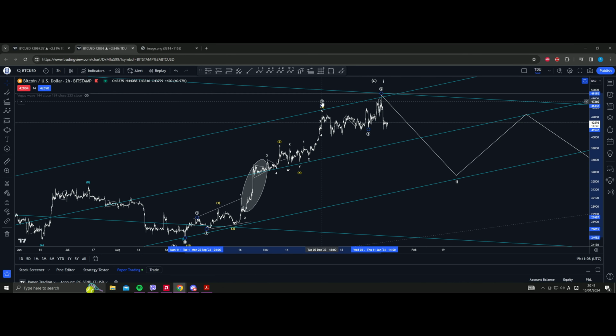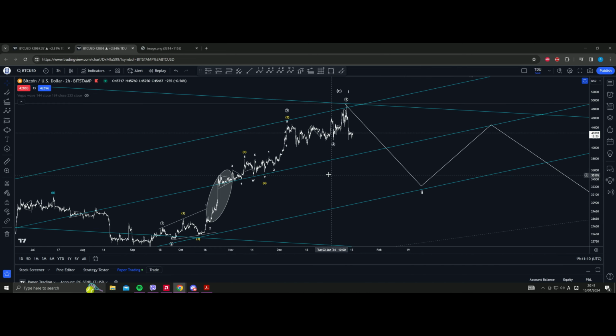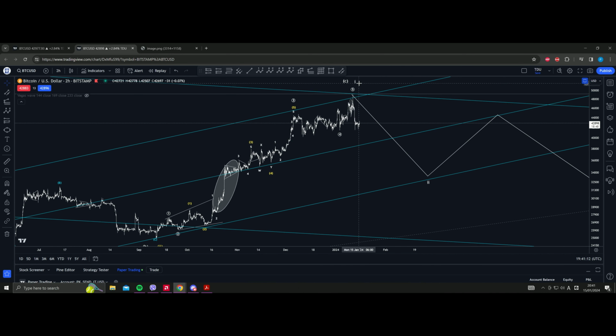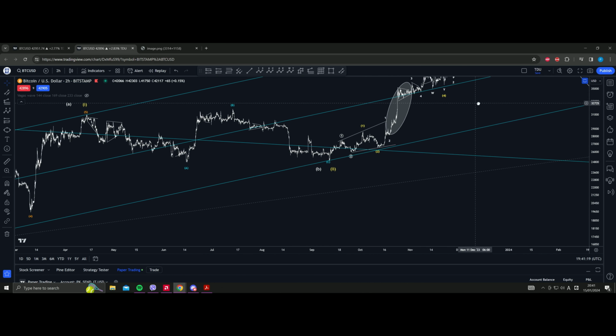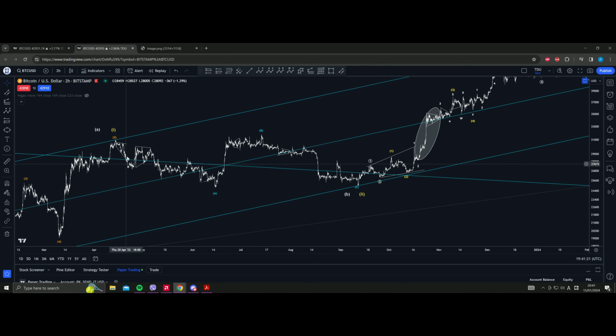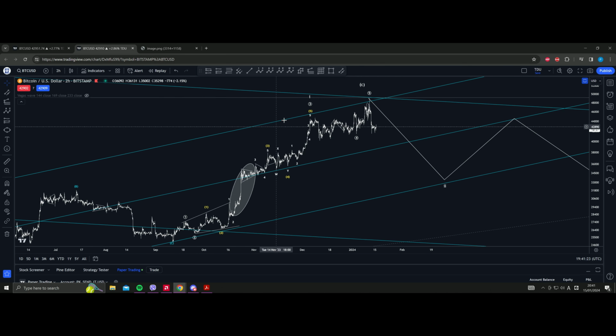Now, in case I made a mistake and we completed something here, there's also a case that this could have been the end of the wave 1 of a larger wave 3, in case we had a 1, 2, and now we build a 1, 2. I'm going to entertain this idea on another chart though.